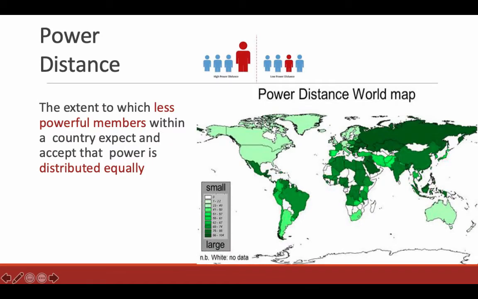In terms of power distance, the idea is the extent to which less powerful members within a country expect and accept that power is distributed unequally. So not everyone has equal rights, but some people have more influence and more power than others. That's every society that has ever existed. If it has high power distance, it just means there typically is one person with power. If it's lower power distance, it's a little more equally distributed. If it's a lighter color, it's a lower number. If it's a darker color, it's considered a high power distance. There's more distance between the person that has power and those that don't.